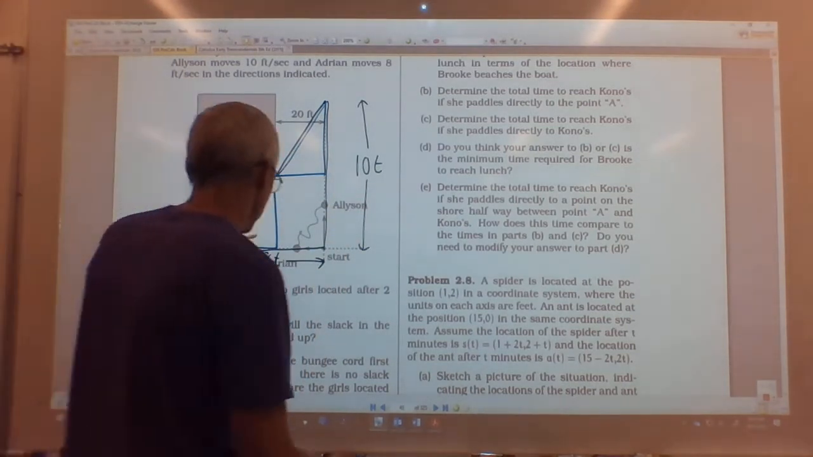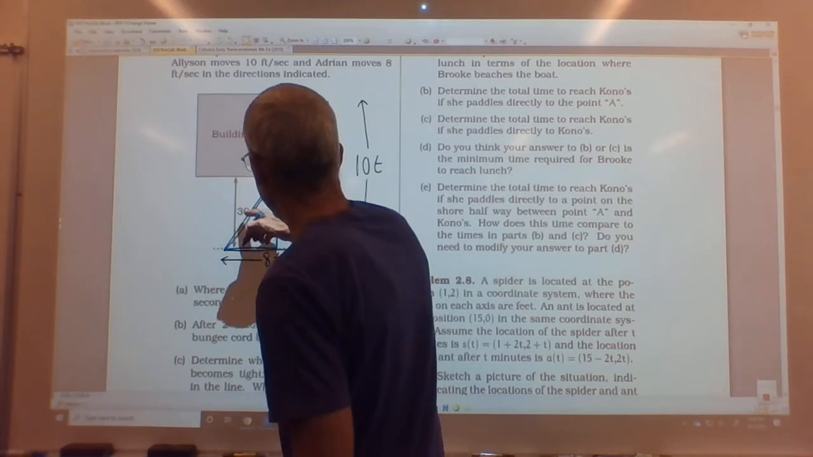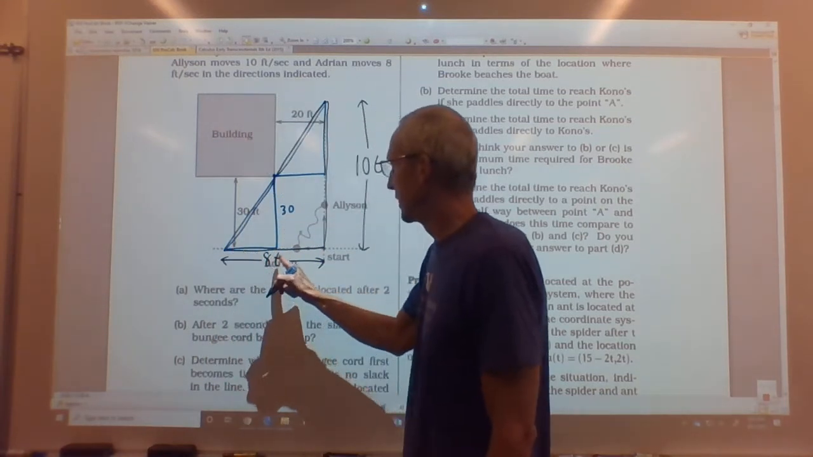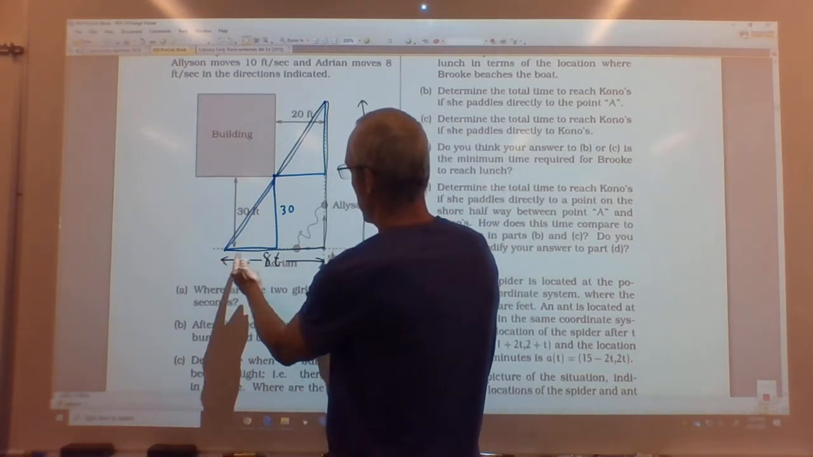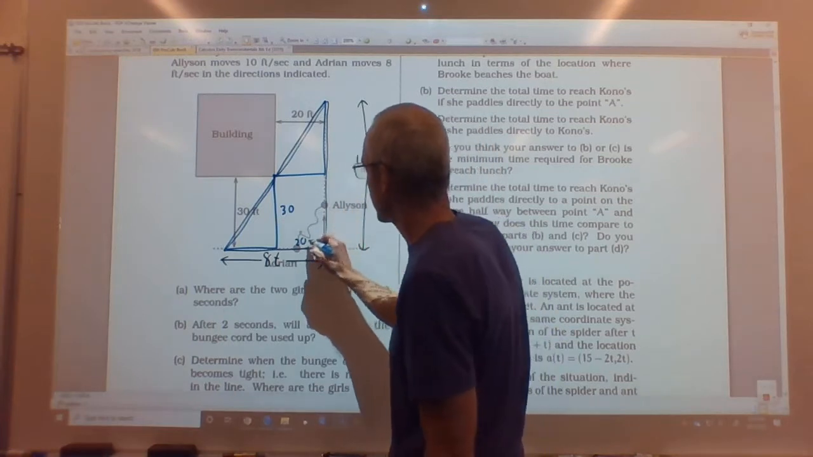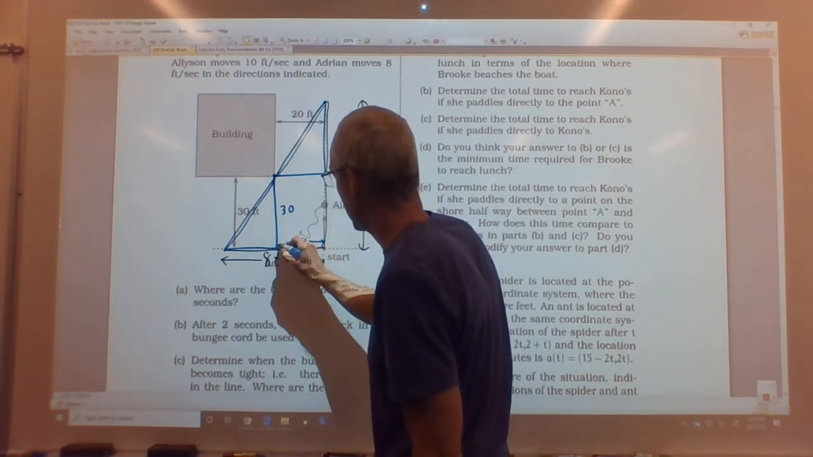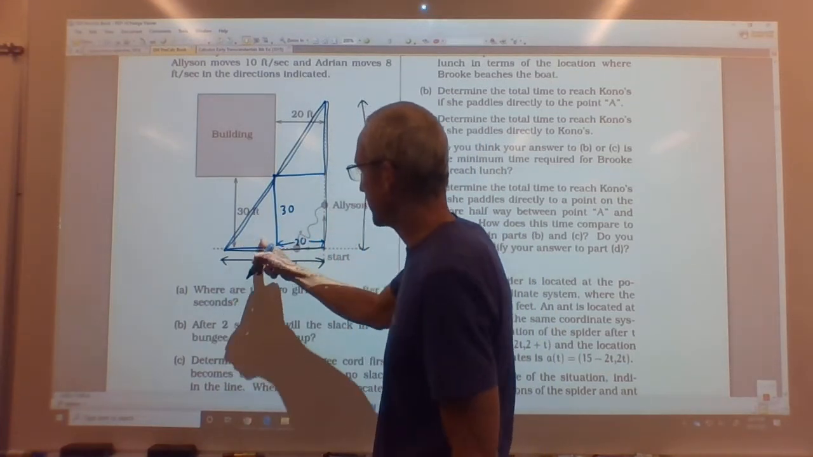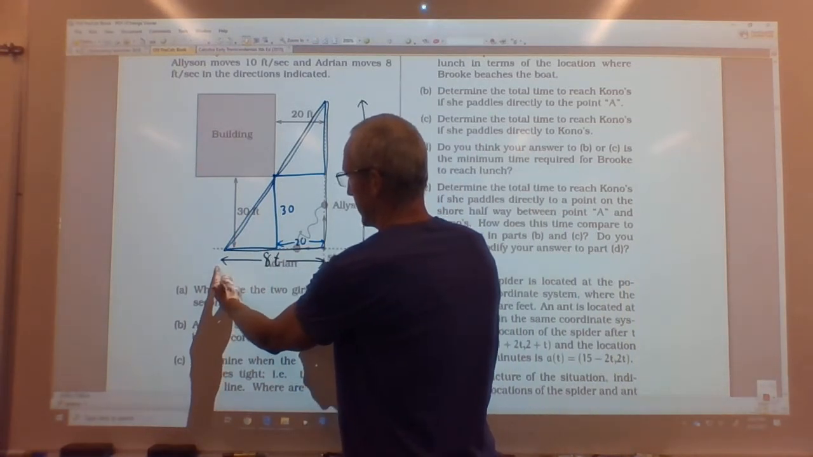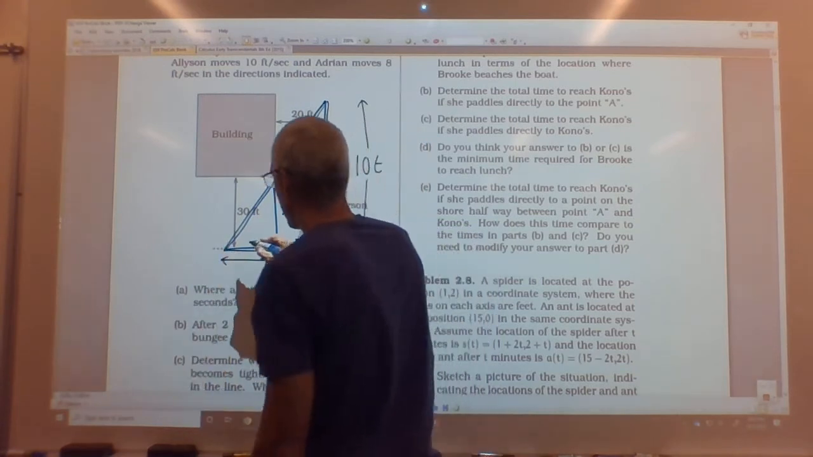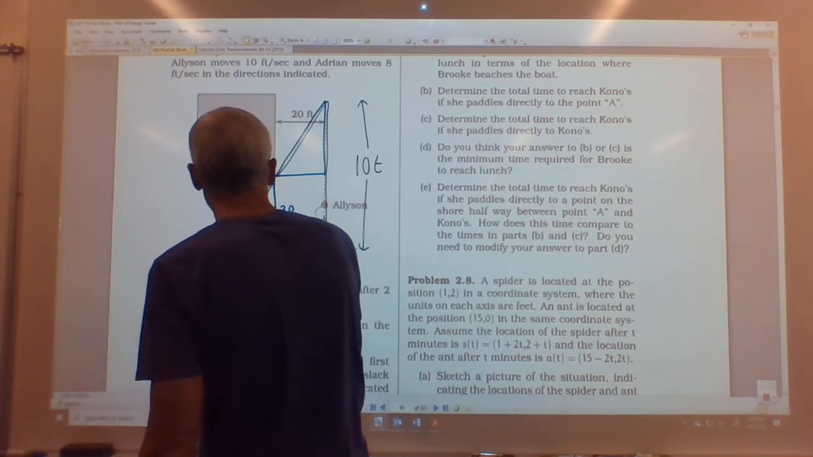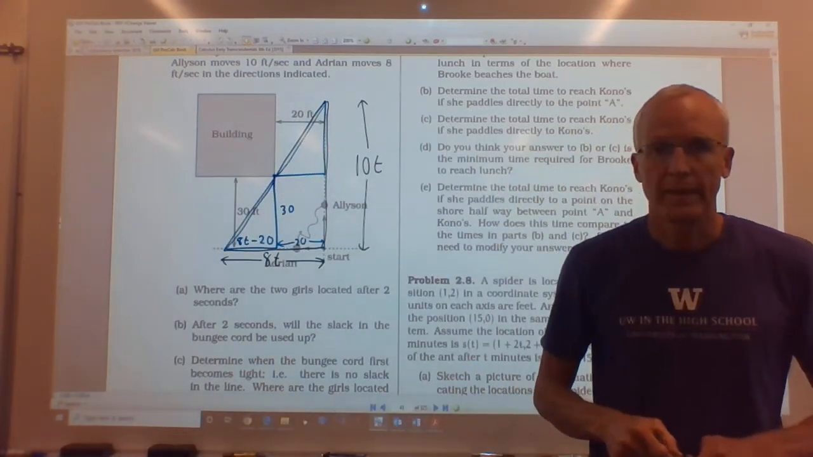So let's use this blue one. This side is 30. This side down here is 8t minus 20, right? Because this is 20 right here. This is the tricky part. This part here is the big distance, 8t, and minus 20 is what we have left. So right here is 8t minus 20. That was the tricky part.